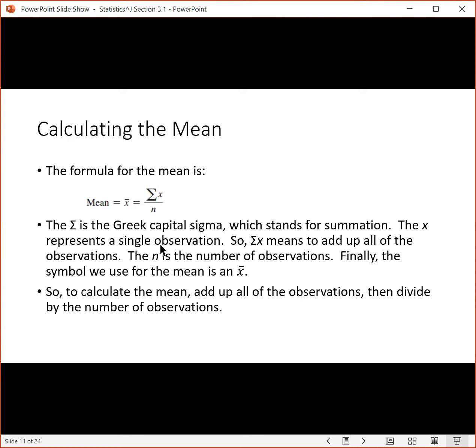The X represents a single observation. So this is saying to sum the observations, and when you're done, we want to divide by n. What is n? N is the number of observations. So we sum the observations and then divide by how many there are. That is the arithmetic mean, and the result is this X with a bar over it. That's the symbol we use for the mean. Put it all together: the mean equals the sum of the observations over the number of observations.